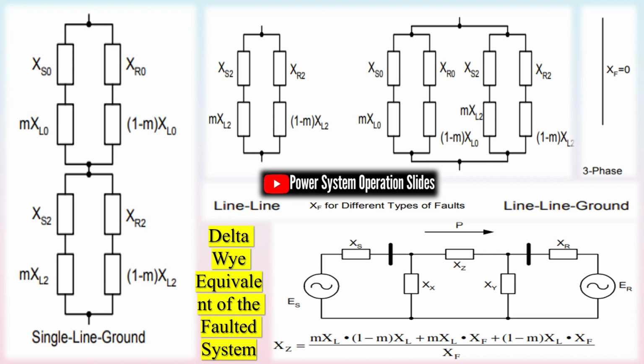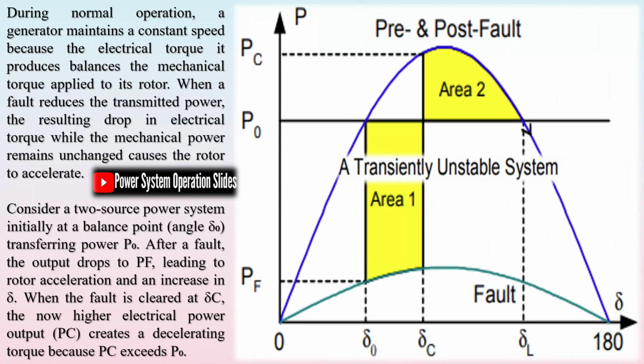lines remain connected. During normal operation, a generator maintains a constant speed because the electrical torque it produces balances the mechanical torque applied to its rotor. When a fault reduces the transmitted power, the resulting drop in electrical torque while the mechanical power remains unchanged causes the rotor to accelerate. Consider a two-source power system initially at a balance point angle transferring power. After a fault, the output drops to PF, leading to rotor acceleration and an increase in delta.